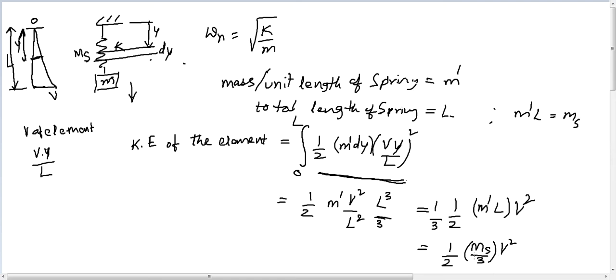So if we want to consider the mass of the spring, we have to divide it by 3. So the new natural frequency of the system will become square root of k by m plus ms, mass of the spring, by 3. This is the new natural frequency if we want to include the mass of the spring also.